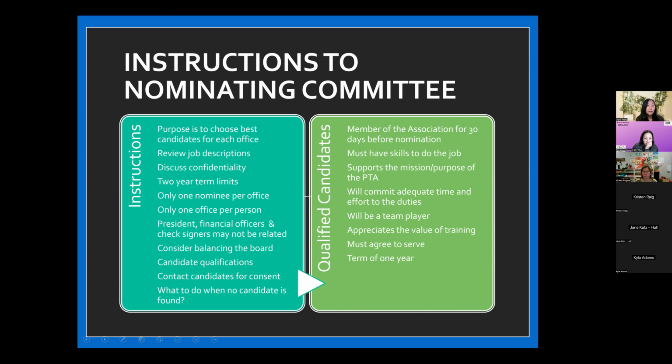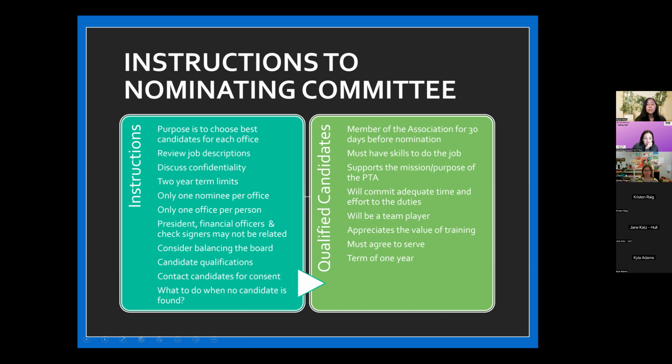You're going to give them the instructions, as you can see here: review the job descriptions, talk to them about confidentiality, term limits, and all the rules that go along with nominating committees. They need to contact candidates for consent, and we'll talk about that a little bit more, and make sure that they find the most qualified candidates.